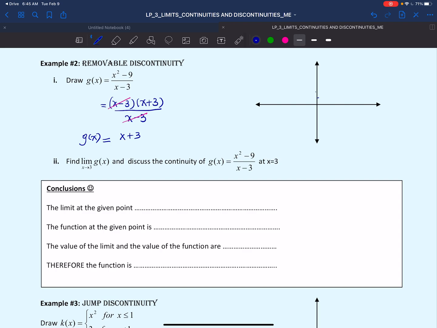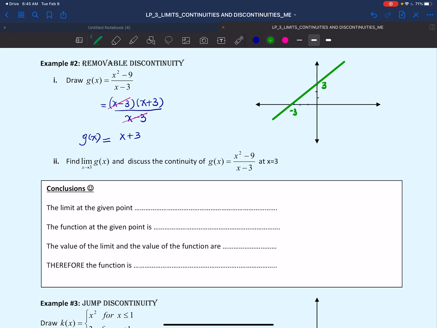That will give us the equation of a line, all right, with a positive slope of 1. And the graph of this function will look like this. Okay, so this is a 3 and a negative 3 right here.